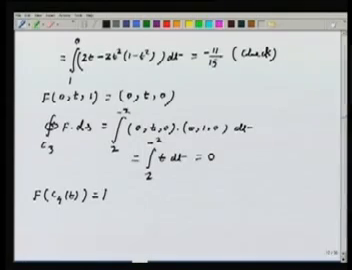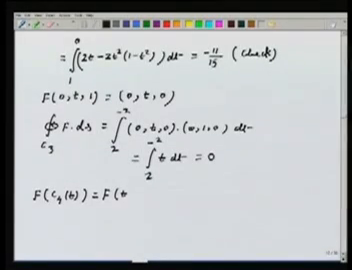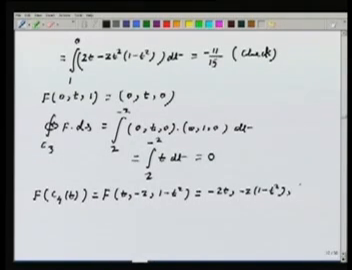That is f of C4(t). What is the equation of C4(t)? This is (t minus 2, 1 minus t square). So (t minus 2, 1 minus t square). I can calculate from the formula of f. So it is xy, then yz, then zx.